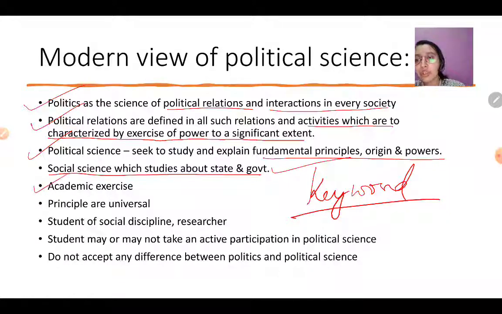So in modern political science, we have an academic exercise. If we study political science, like you guys are starting to do, whether you pass out from class 12 or opt for an honors paper in political science, this is just an academic exercise. The principles are very universal in political science, such as that if we are 18 years and above, we will get a chance to vote. That is universal, and throughout India we can cast our vote.